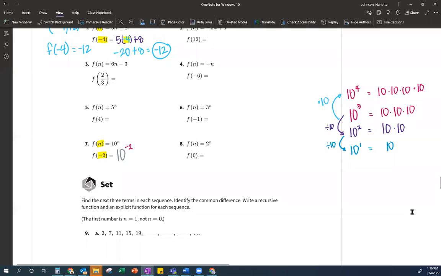Okay, so you want me to keep going, Miss Johnson? Yes. So 10 to the 0, that means I'm going to divide by 10 again. So what's 10 divided by 10? Oh, that's 1. Okay, so here I'm going to divide by 10. So for those of you who ever forgot, Miss Johnson, why is 10 to the 0 actually equal to 1?